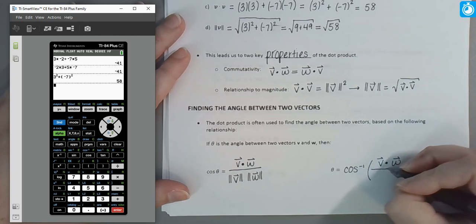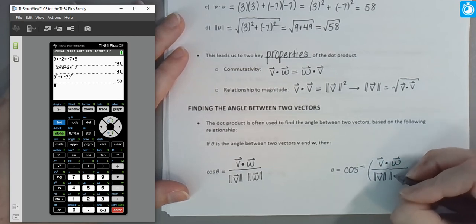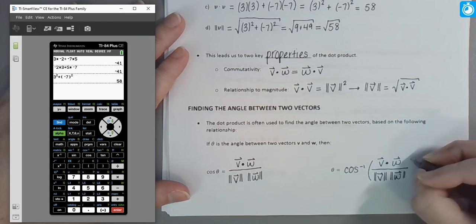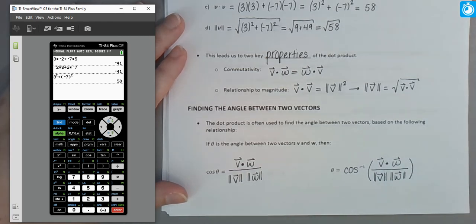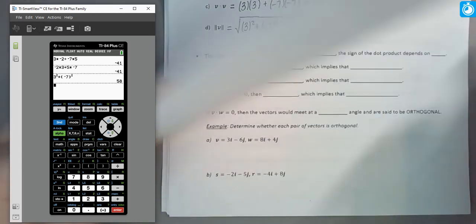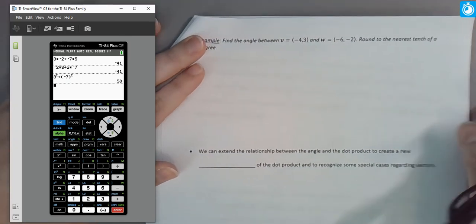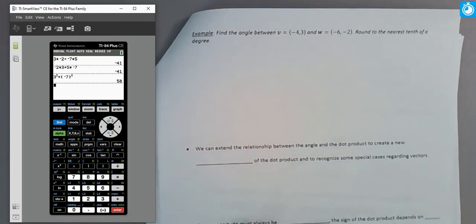So the dot product of V and W divided by the magnitude of V times the magnitude of W. And we're not going to have any issues like we had with the law of sines, where maybe we don't get the right angle. In general, this will give us the angle we need between our two vectors. So let's use this formula in order to find the angle between two vectors, given in component form. Keep in mind, if they're given in terms of their direction angles, this is not necessary.